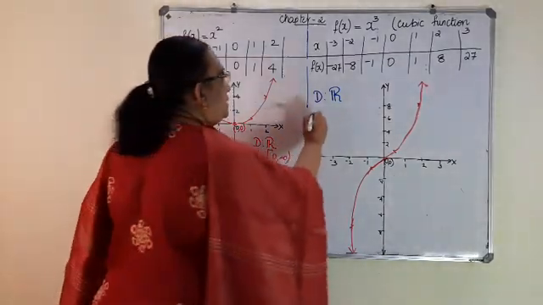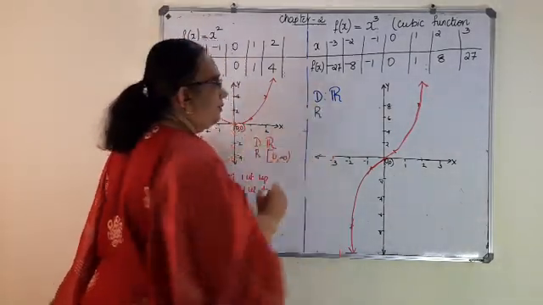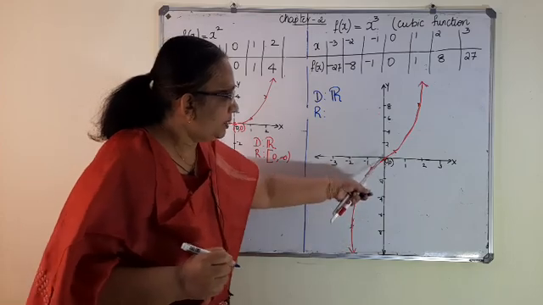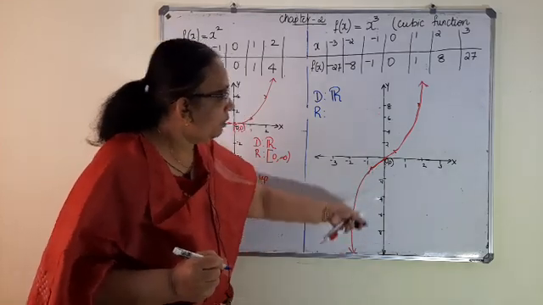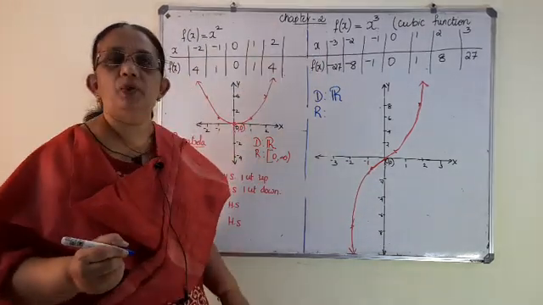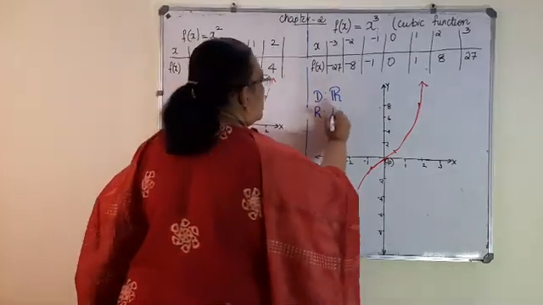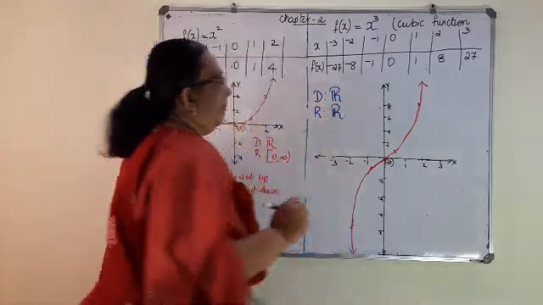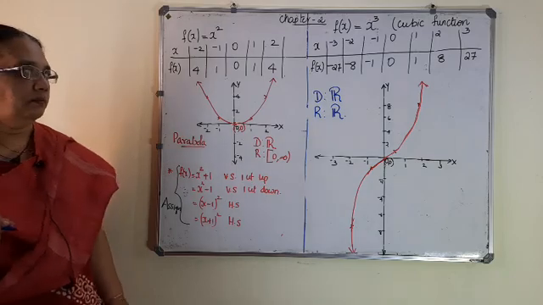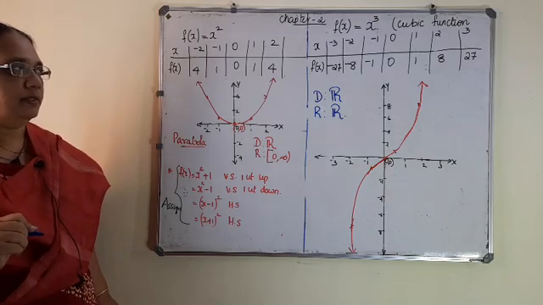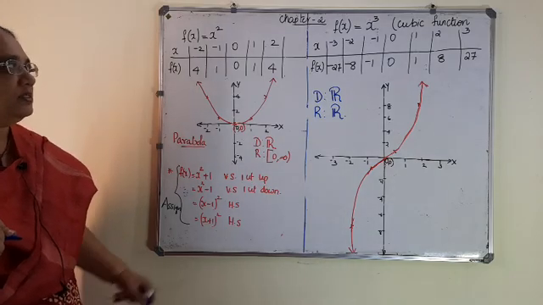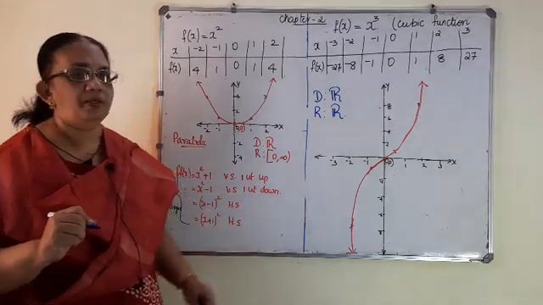What about the range of the graph? It comes below the x-axis and goes above the x-axis up to infinity. So, the range is also the set of all real numbers. So, this is the standard form of the cubic function graph.